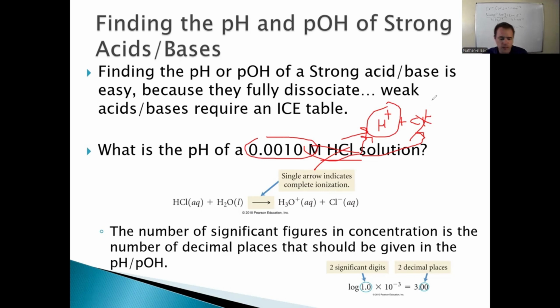So for example, in this solution, we could get the pH rather quickly because pH is the negative log of the H plus. Since that's a strong acid and it has fully dissociated, we can just plug that in for the H plus ion concentration. So the negative log of 0.0010, that's got 2 sig figs. We're going to go 3 places past the decimal. That would be a solution with a pH of 3.00.